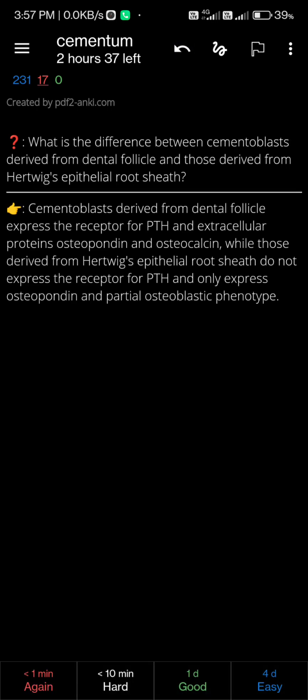These are extracellular proteins. They express the receptors for PTH and extracellular proteins, that is osteopontin and osteocalcin.